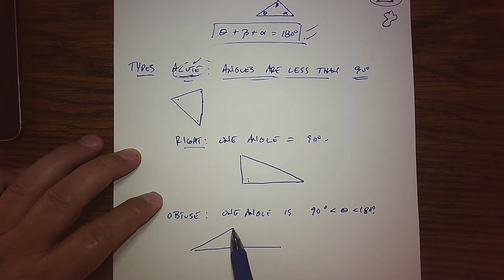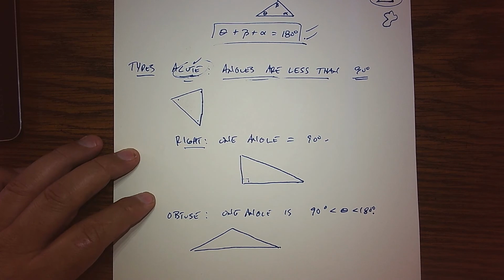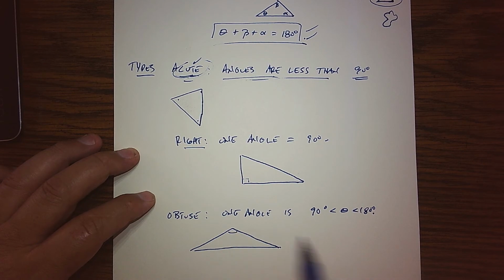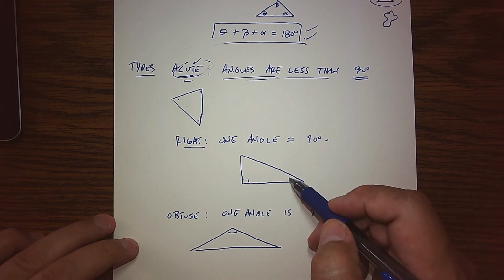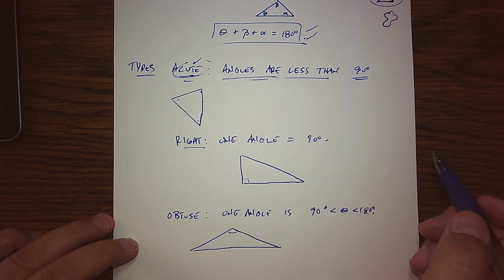Here's an example of an obtuse guy right there. So again, there would be the obtuse angle. So those are our big types of triangles, right? Some of them are acute, all the angles are less than 90. Most of them are right, especially in a trig class. But then we also have obtuse, where one angle's larger than 90 degrees.